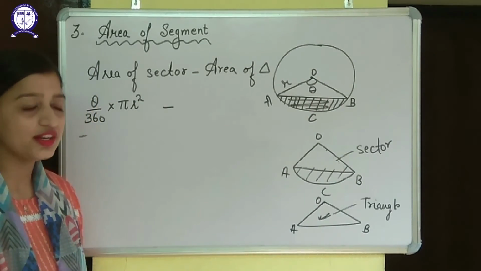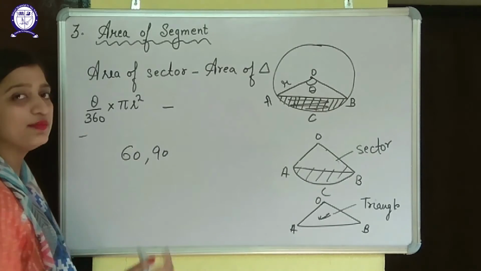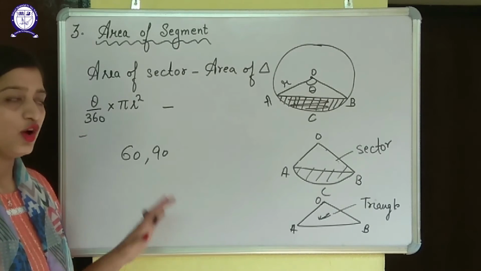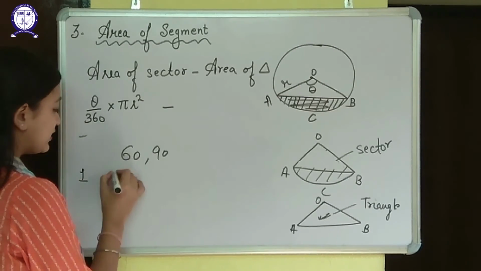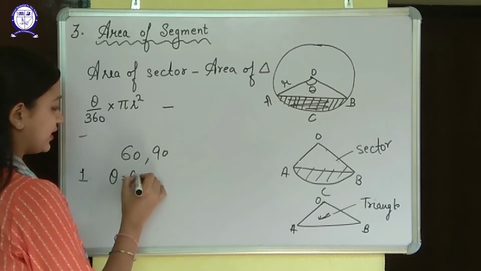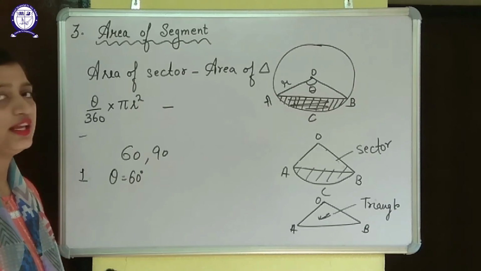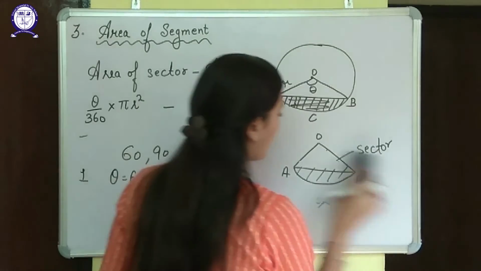These angles are generally 60 and 90 in the questions. In most of the questions, the angles are 60 and 90. So in the first case, where theta is equal to 60 degrees, which kind of triangle will it be? It will be an equilateral triangle. How? I will tell you how.